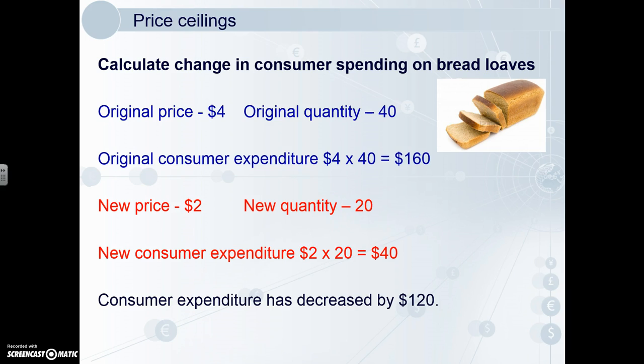You might be wondering, why has consumer expenditure gone down? Why are they buying fewer loaves of bread now that there's a lower price? Well, it's because suppliers just aren't willing to supply that much at that price, so they're only willing to supply 20 at that price.